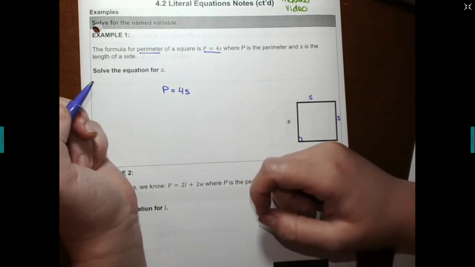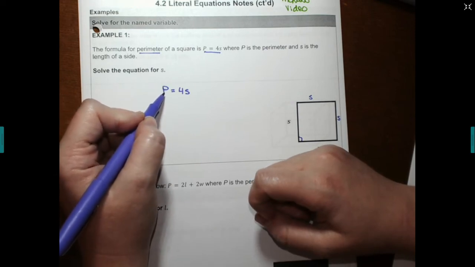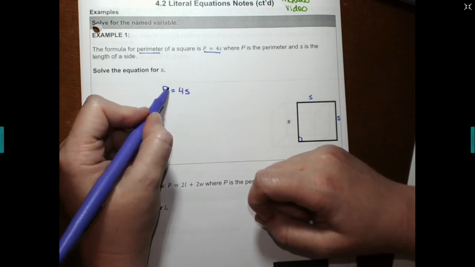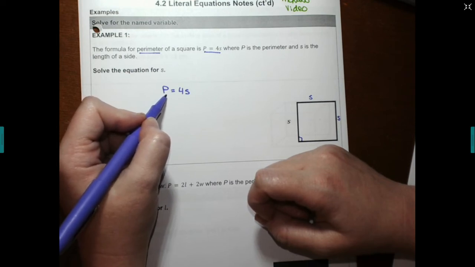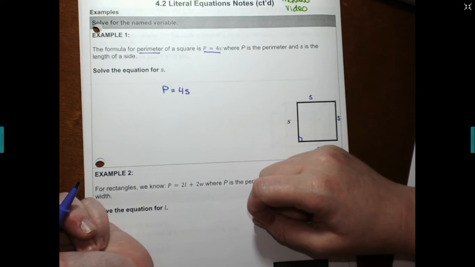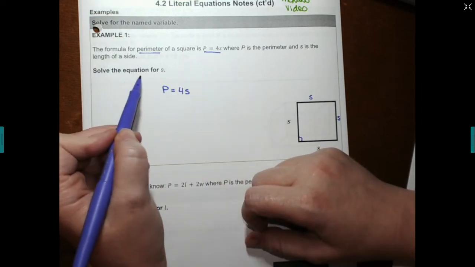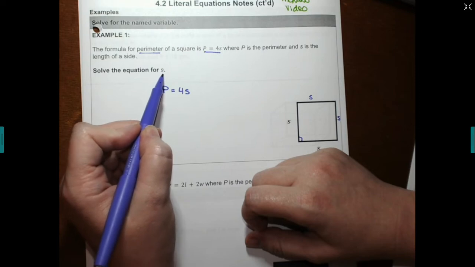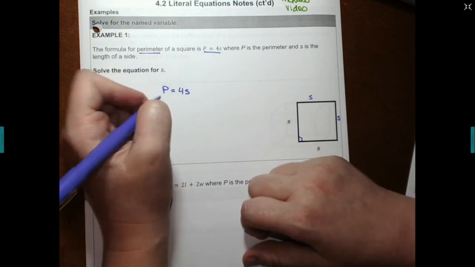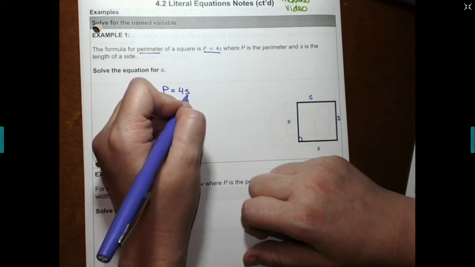Well, what if I'm building a garden and I know that I have 40 feet of fencing. So that means my perimeter can be 40 feet. How long does each side need to be? Let's figure that out. I'm going to solve the equation for S. Right here I have P equals 4S. That means 4 times S.